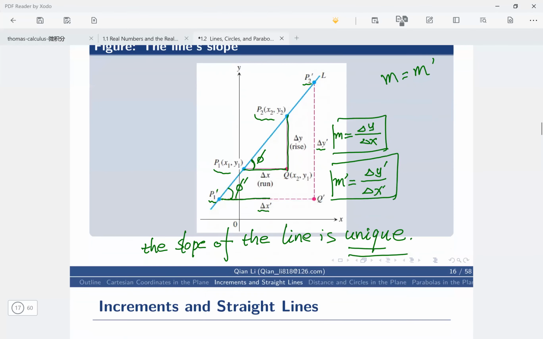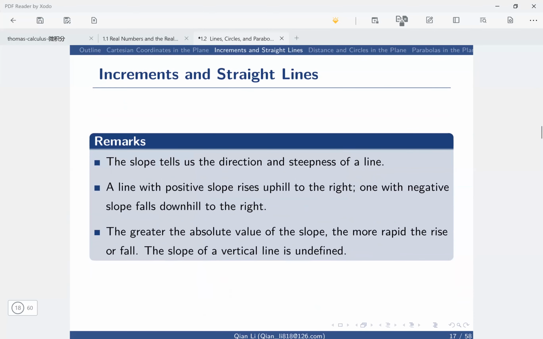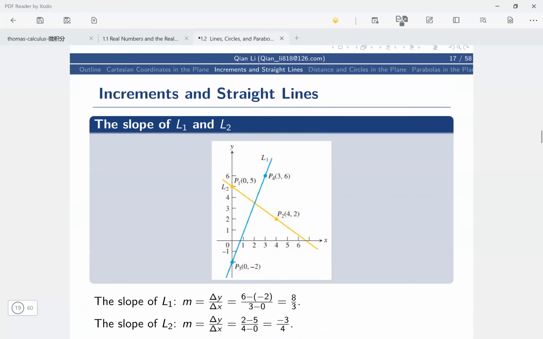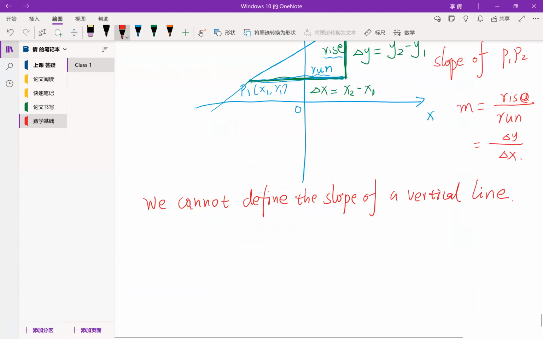Okay, let's see the slope. The slope of the line tells us the direction and the steepness of the line. A line with a positive slope means this line rises uphill to the right. And if the slope of the line is negative, it means it falls downhill to the right. Let's see some examples.